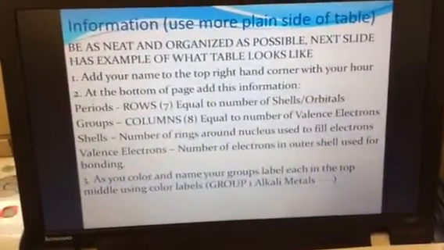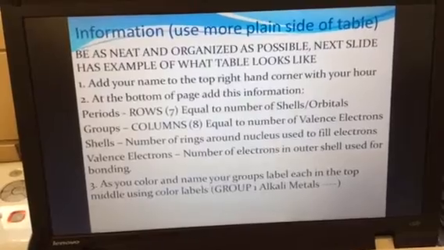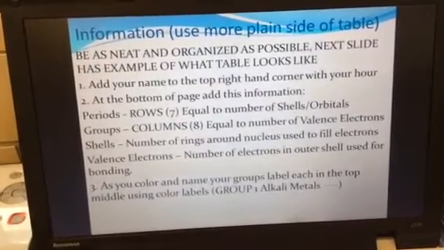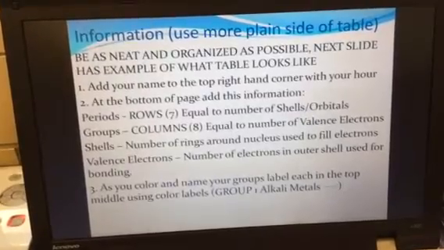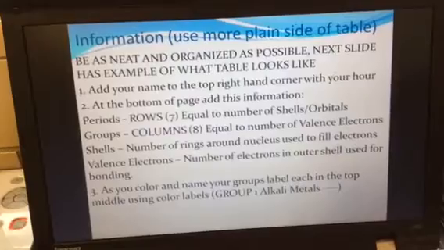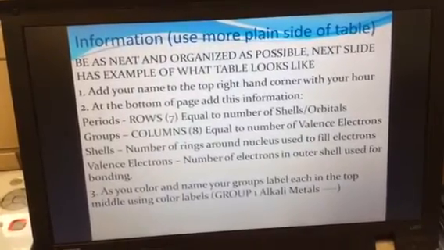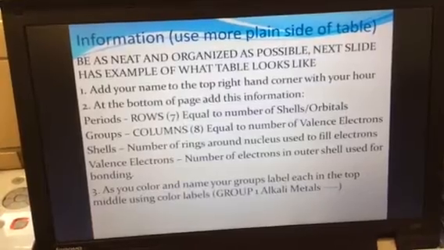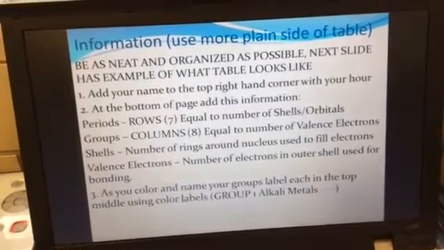So the first thing you're going to do is add your name to the top right-hand corner with your hour. And then at the bottom of the page, you're going to add this information. You're going to define periods. You're going to define groups. You're going to define shells. And you're going to define valence electrons.